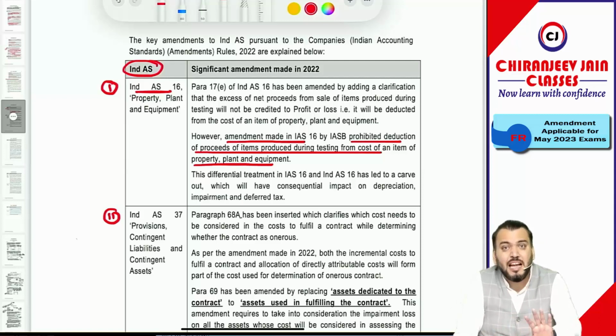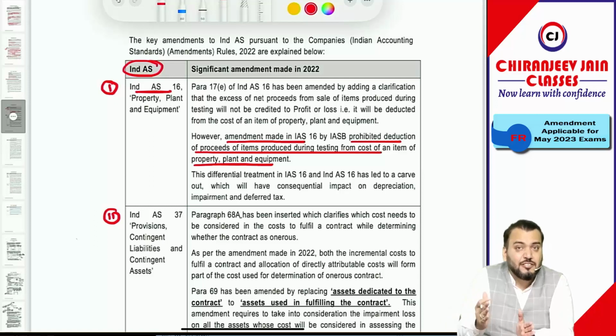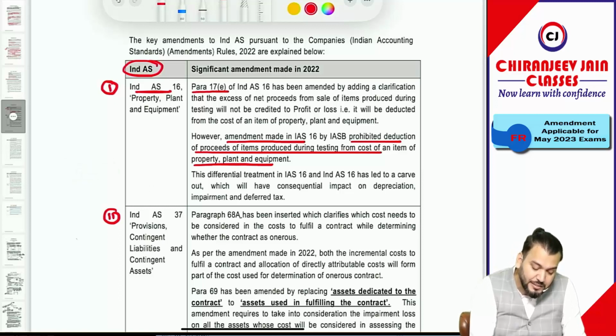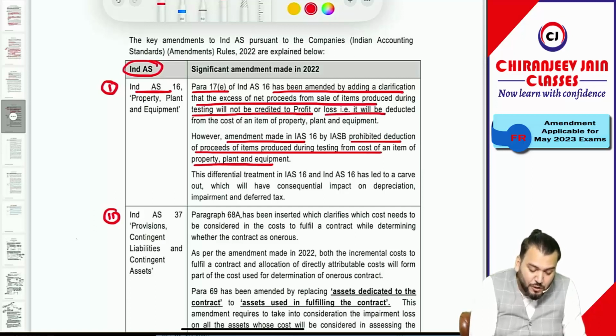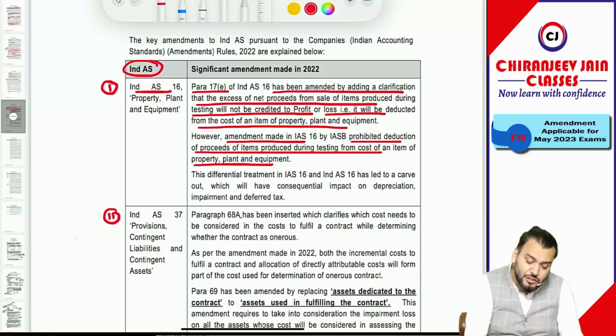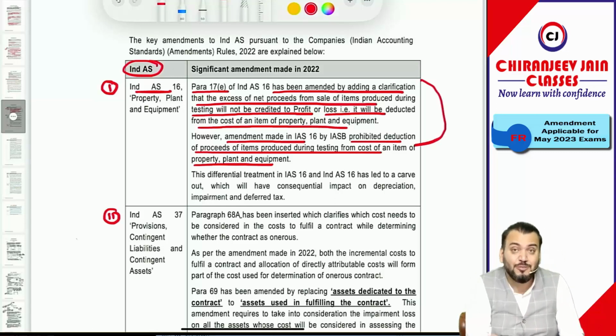So one clarification has been added as an amendment under Ind AS 16. It will be allowed under Ind AS 16, which means it will not be transferred to P&L, it will be deducted from the cost price of PPE only. So one clarification has been given that whatever amendment has been done in IAS 16 is not relevant for Ind AS 16. What was the clarification? Para 17E has been amended by adding a clarification that the excess of net proceeds from sale of items produced during testing will not be credited to P&L, that is, it will be deducted from the cost price of property, plant and equipment only. Whatever we have done is only relevant. The amendment is in IAS 16, so only one clarification was required related to Ind AS 16. Understood? Correct. But can I say that due to this there is one carve out? There is some difference between Ind AS 16 and IAS 16.